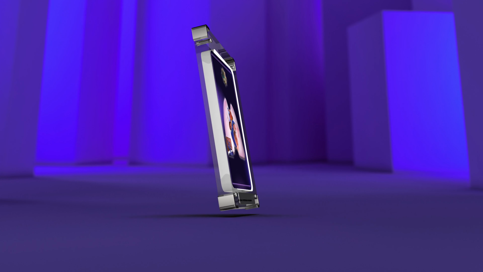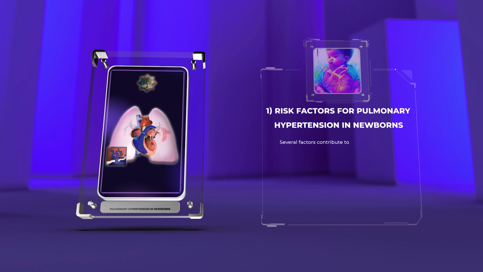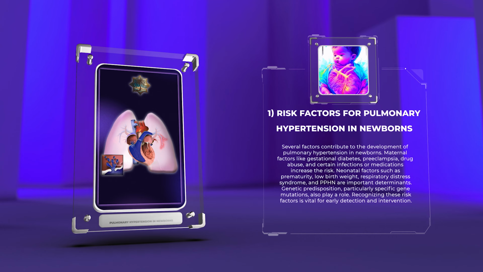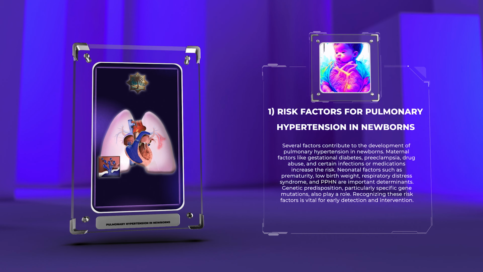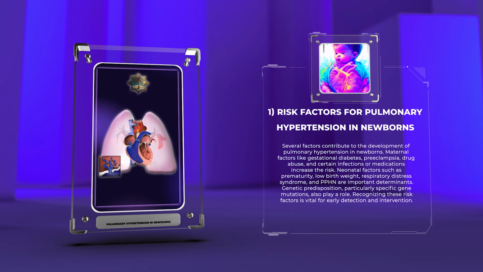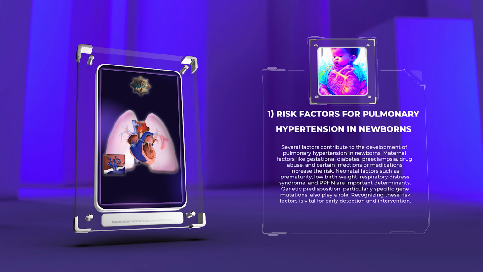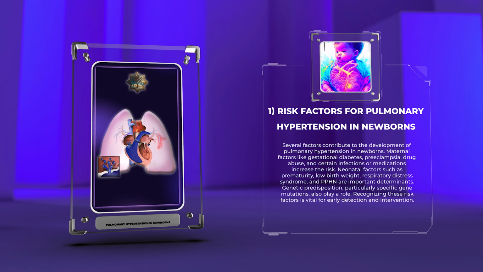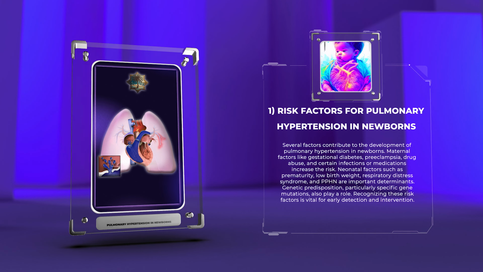Several factors contribute to the development of pulmonary hypertension in newborns. Maternal factors like gestational diabetes, preeclampsia, drug abuse, and certain infections or medications increase the risk. Neonatal factors such as prematurity, low birth weight, respiratory distress syndrome, and PPHN are important determinants. Genetic predisposition, particularly specific gene mutations, also plays a role. Recognizing these risk factors is vital for early detection and intervention.